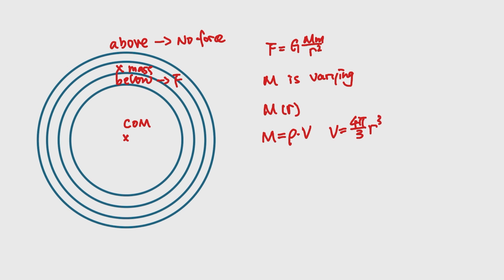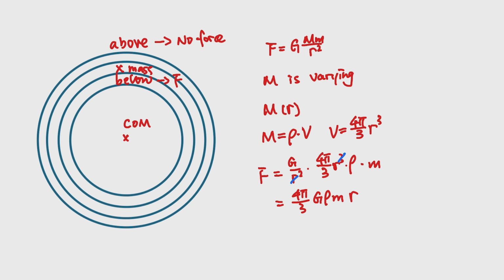If we substitute everything back into the force equation, F equals G times 4 pi over 3 r cubed times rho times m over r squared. Since we have r on the top and the bottom of the fraction, they can be cancelled out. So everything left behind is 4 pi over 3 times G times rho times m.